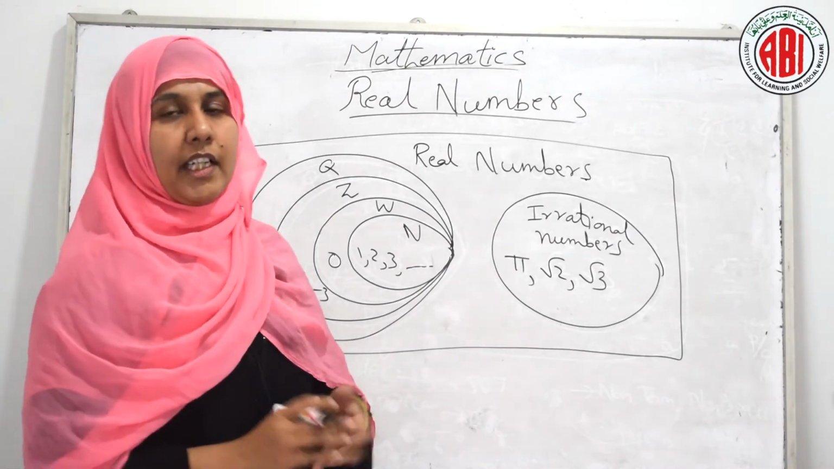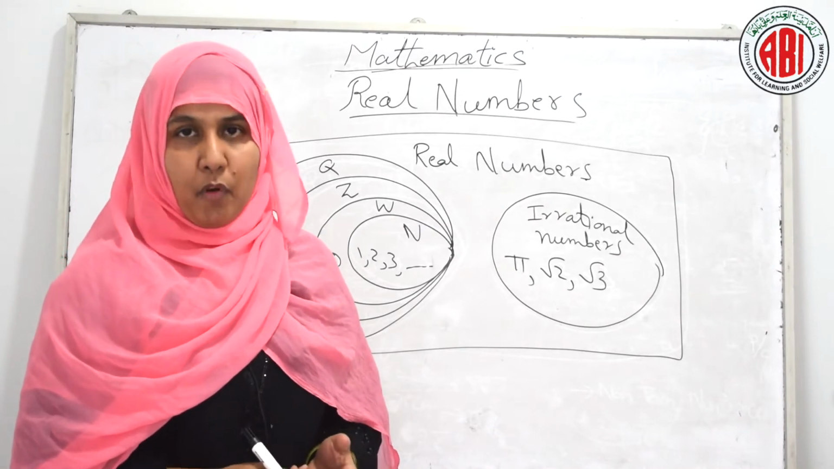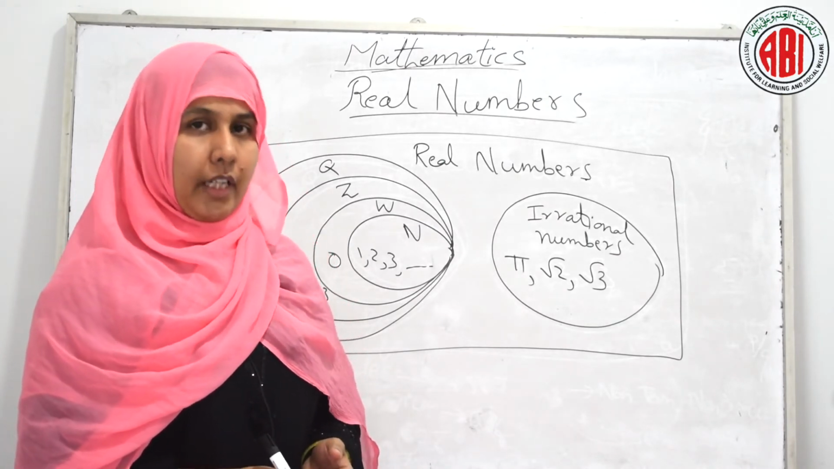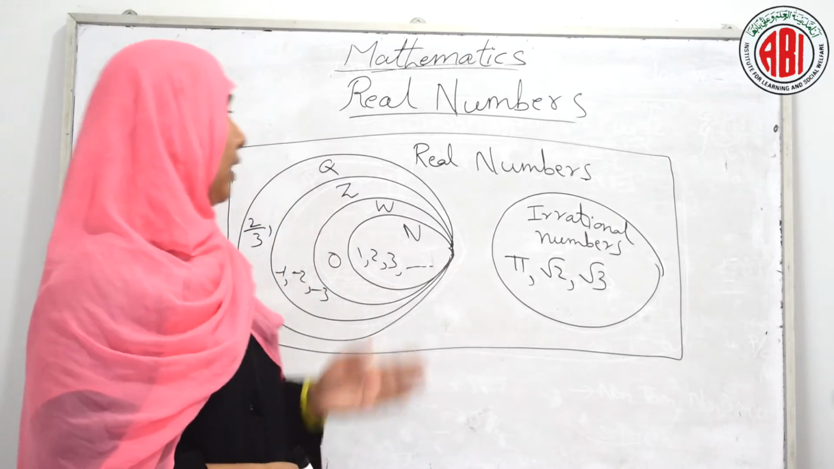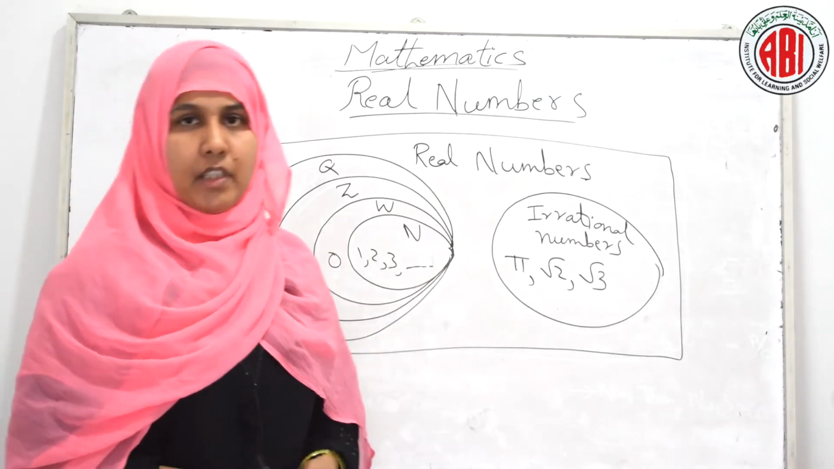Hope you have understood. There are two definitions of real numbers. First is any number that is plotted on the number line is called a real number, and one more is rational and irrational together is called a real number.